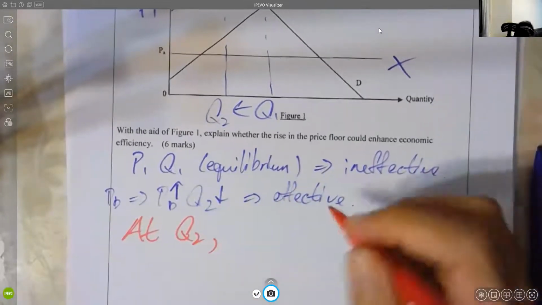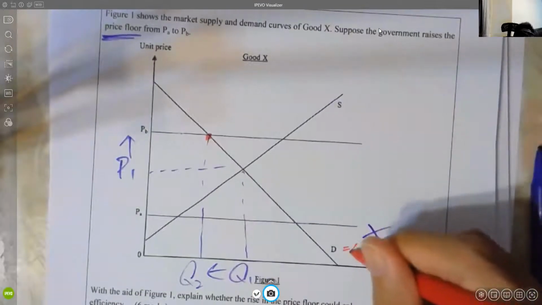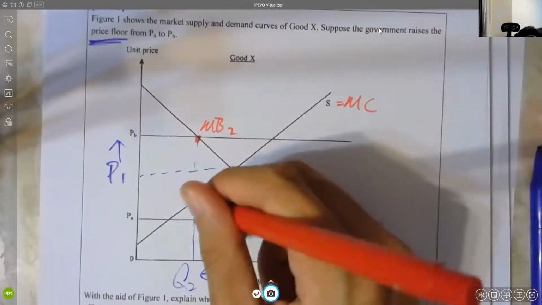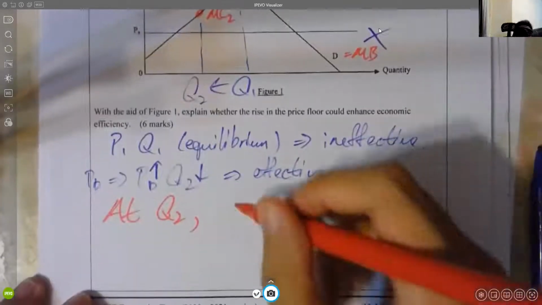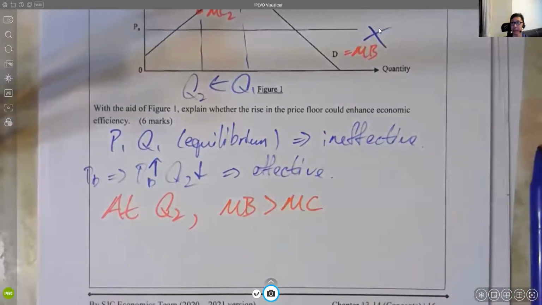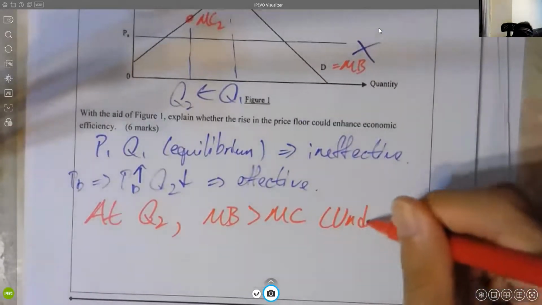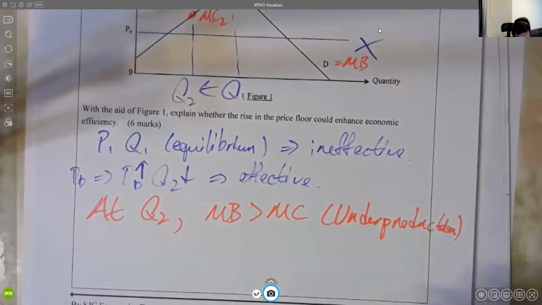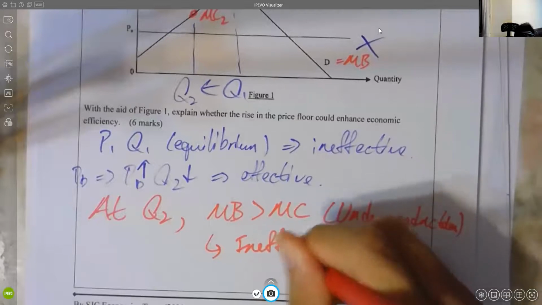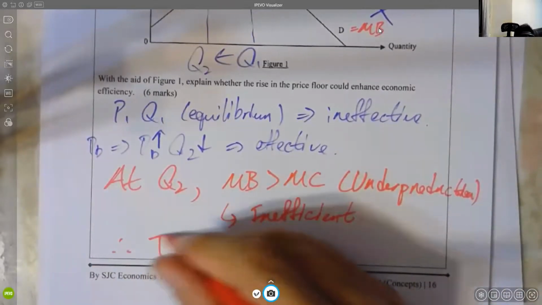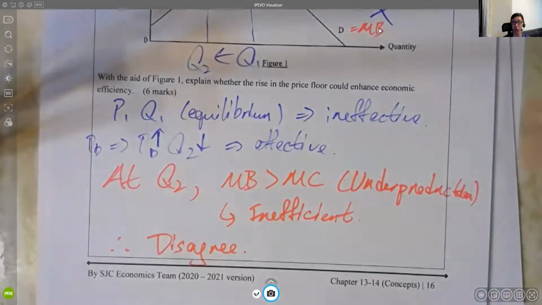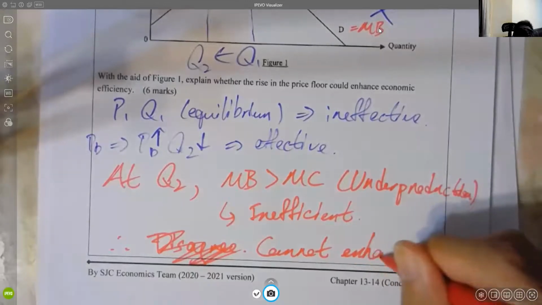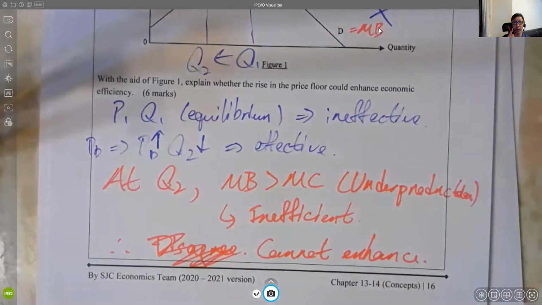At Q2, we see that MB at here. This is our MB1 at 2, 好嘛叫做 This is our MC2. You will see that MB is actually larger than MC. What does that mean? This is an underproduction. Okay, underproduction. Is it efficient? No, it is actually inefficient. Therefore, we disagree with the statement. It cannot, okay? It can, or I should say, cannot enhance economic efficiency. 其實會差咗㗎 Okay, it will become worse.